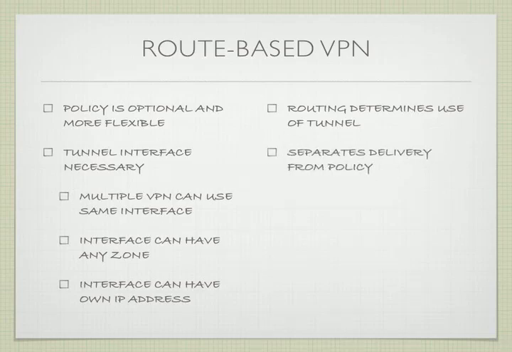So this separates entirely the delivery of packets from the permissions on packets. Tunnels, VPN tunnels, become like every other connection on your firewall. No other connection on your firewall forces you to have your routing and your security policy done in the same object. Route-based VPNs bring that same functionality to IPsec VPNs, again separating delivery from permissions.